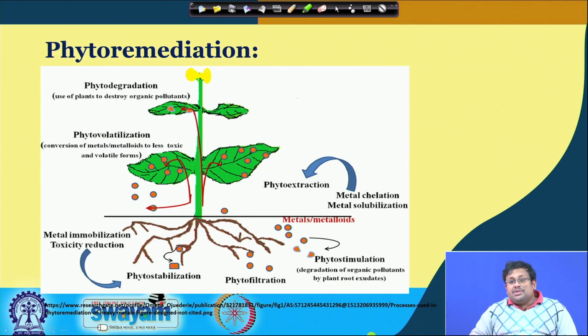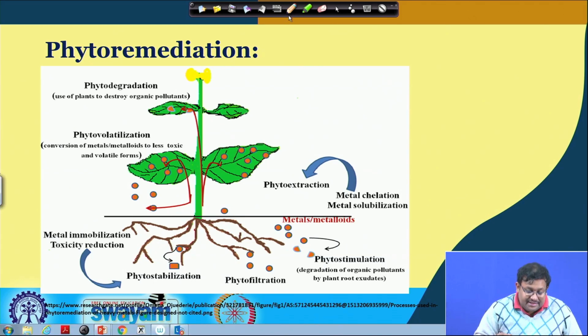This shows different types of processes of phytoremediation, and remember that these different processes occur at different plant parts. So, you can see here phytodegradation, which is basically the use of plants to destroy organic pollutants. Sometimes the plant destroys the organic pollutant, and that is called phytodegradation. Phytovolatilization is basically the conversion of metals or metalloids to a less toxic and volatile form. So, this is called phytovolatilization.